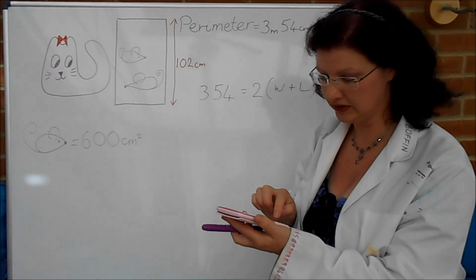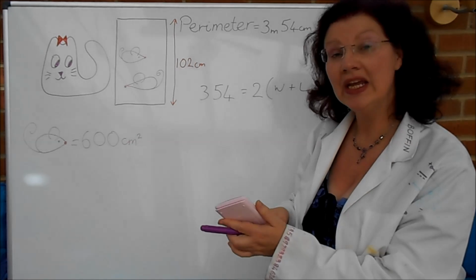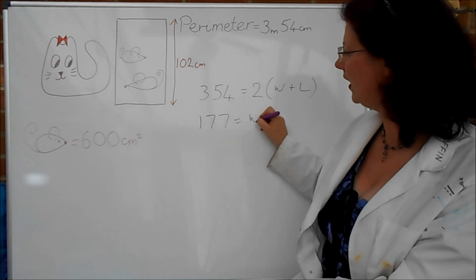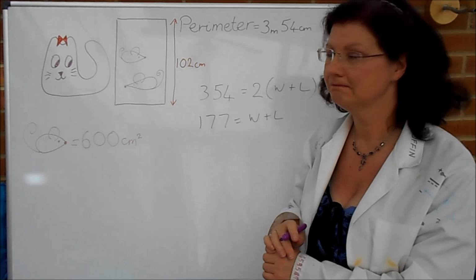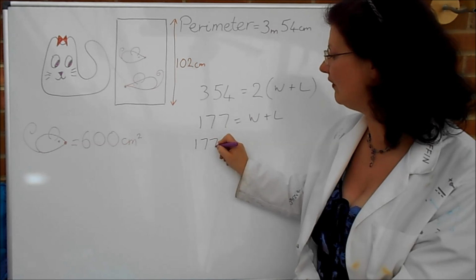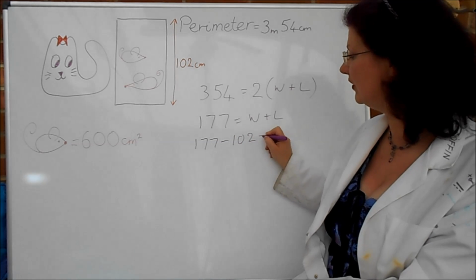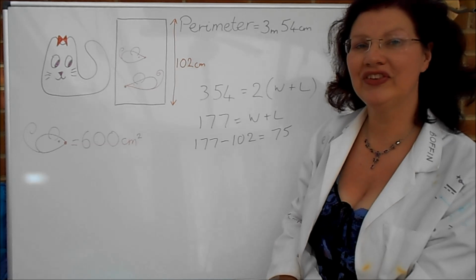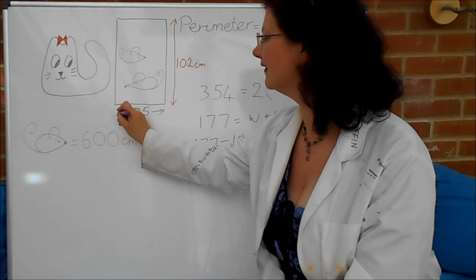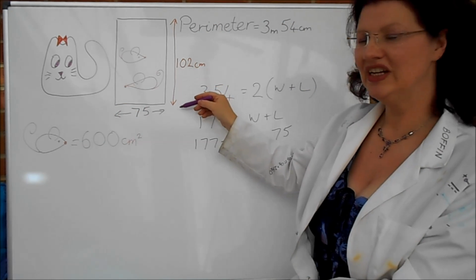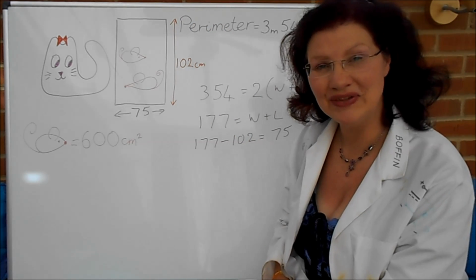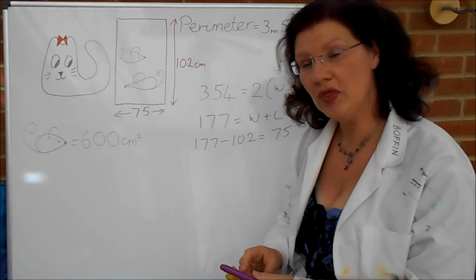We can use a calculator for this. 354 divided by 2 is 177. So we know that 177 is a width plus a length. We've got that at 102, so we just do 177, take away the 102, and that leaves us with 75, which must be the width. That way, 102 plus 75 plus 102 plus 75 makes 354. So, we've got the width.